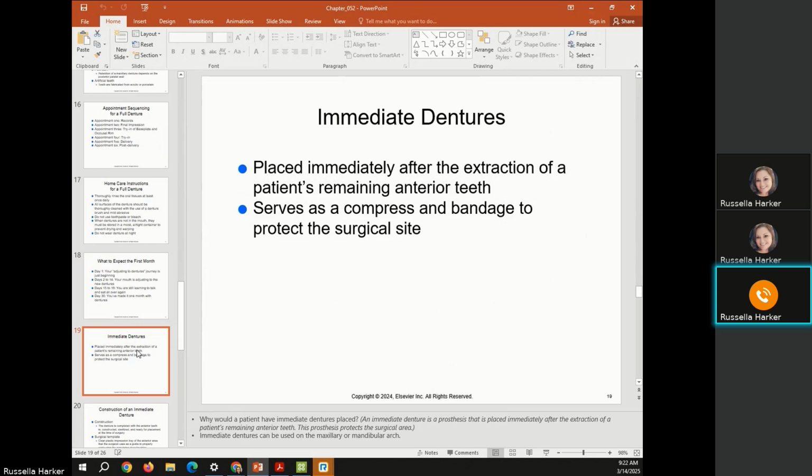There is something called an immediate denture. An immediate denture is placed immediately after the extraction of a patient's remaining anterior teeth, and it serves as a compress and bandage to protect the surgical site. When you have traditional dentures placed, there is a long period between the extractions and the time the denture is placed for healing and bone regeneration. There is not that with immediate dentures. They're placed immediately after the extractions, the same day as the extractions, because they are used, like I said, as the compress and bandage at the surgical site.